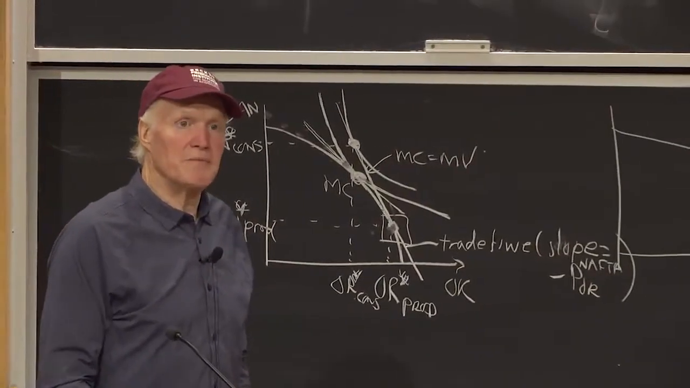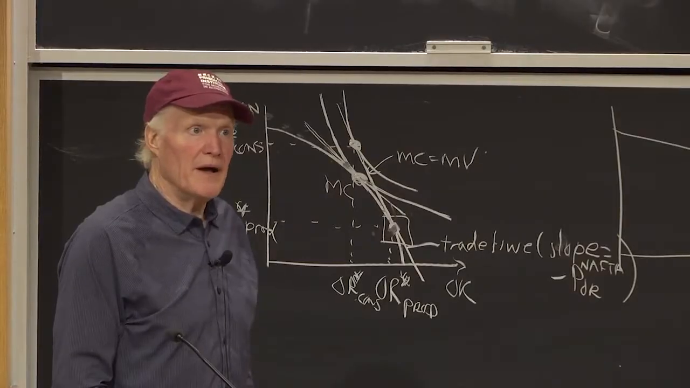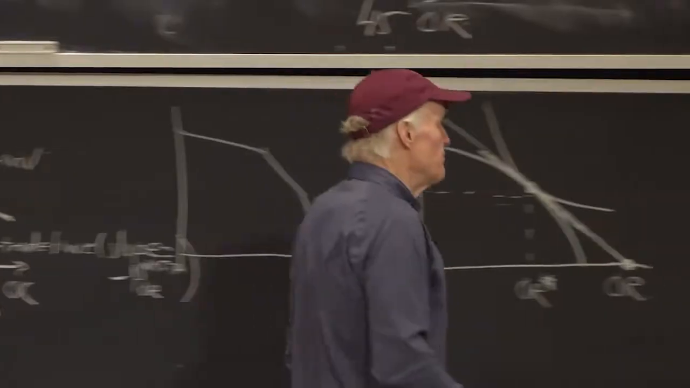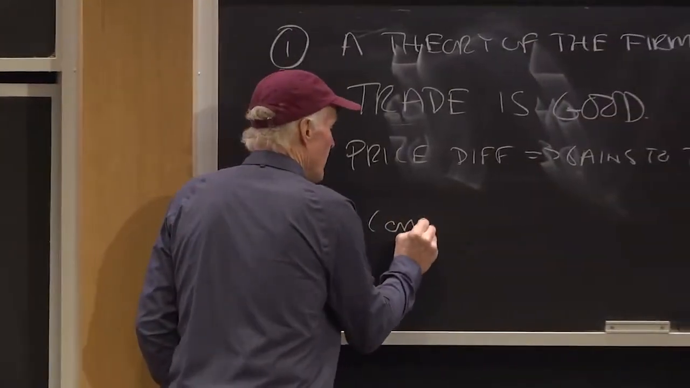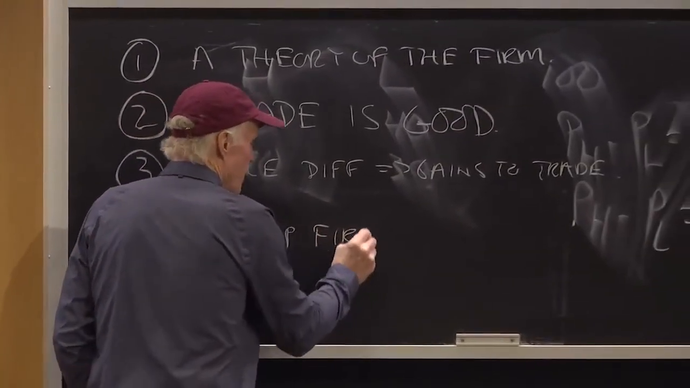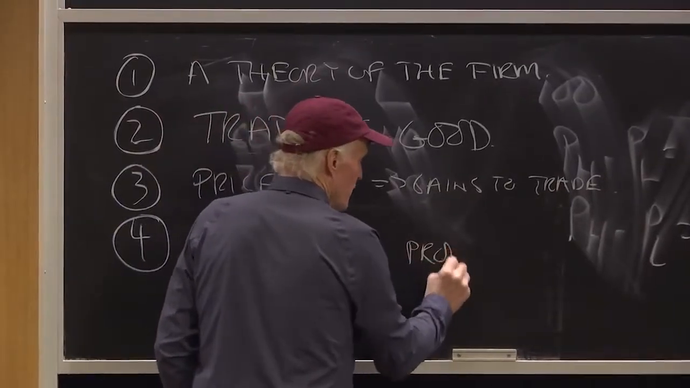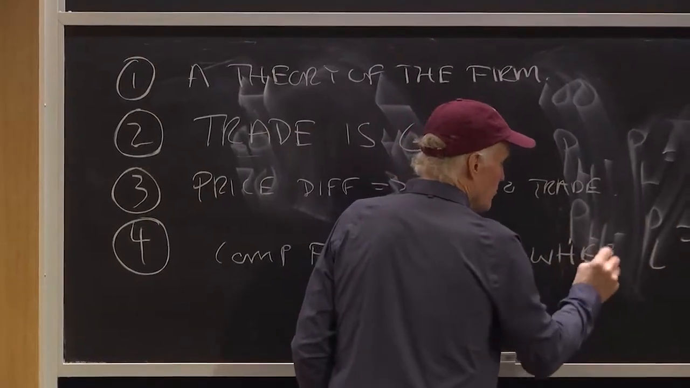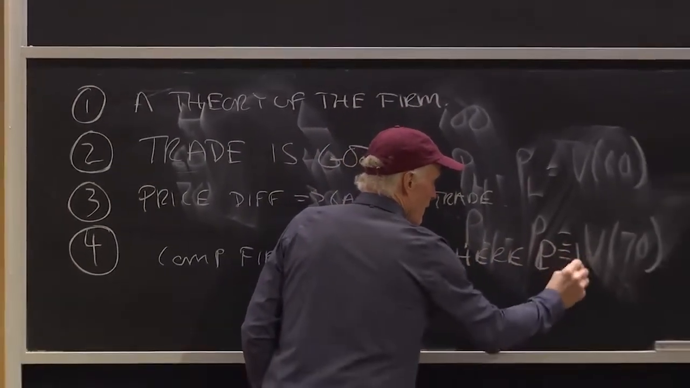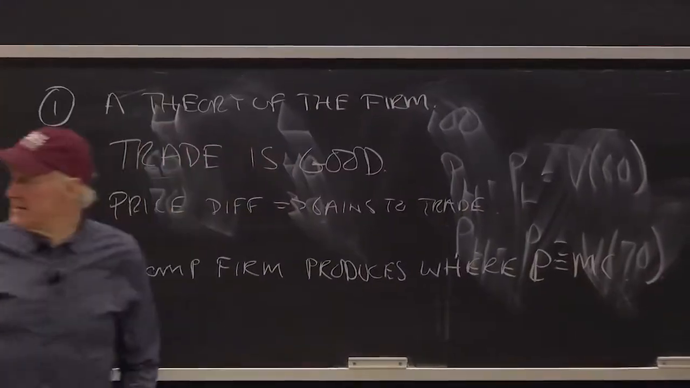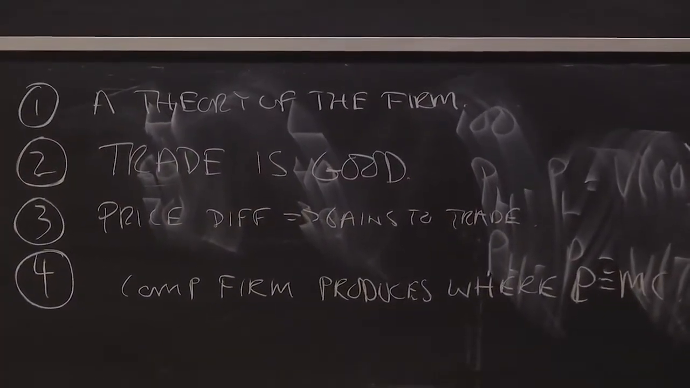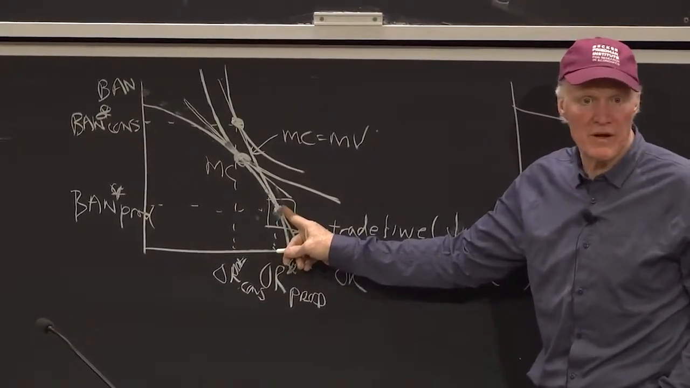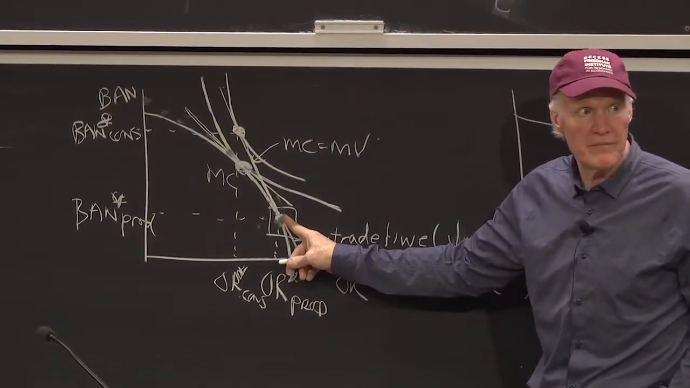Any other questions that people have? Anything else? How about a competitive firm produces where price equals marginal cost? Right? That's this tangency right here. That's saying he's going to keep producing oranges to the point where the marginal cost of an orange is equal to the market price of an orange.